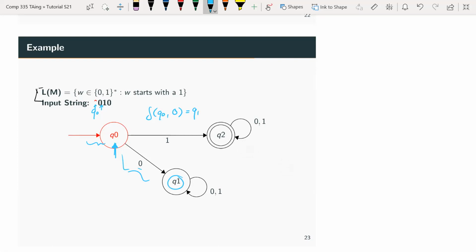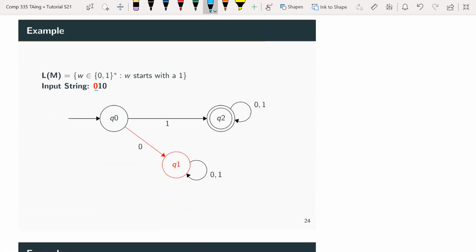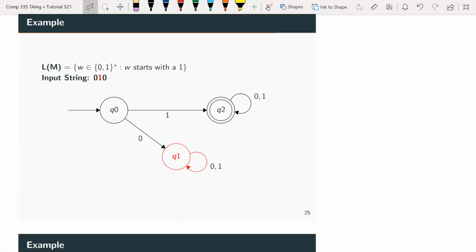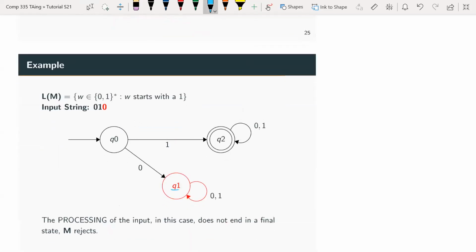Okay, so now I've read this 0. I'm in Q1, and the next symbol to read is 1. I'm in Q1 and I read a 1. According to this directed edge, I just go back to Q1. Now I'm going to read a 0, and I'm again going to go back to Q1. At that point, the pointer going through my string has gotten to the end of the string.